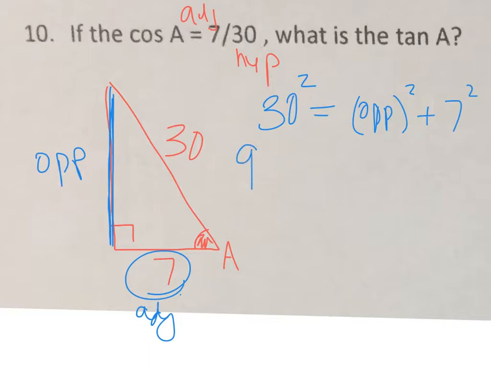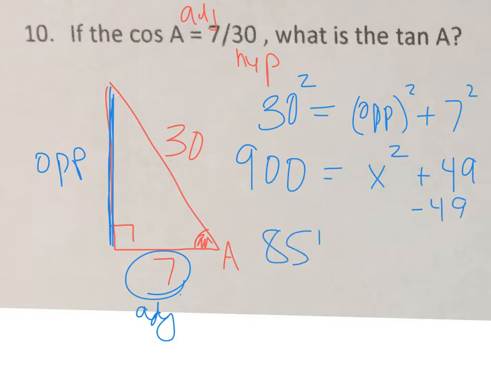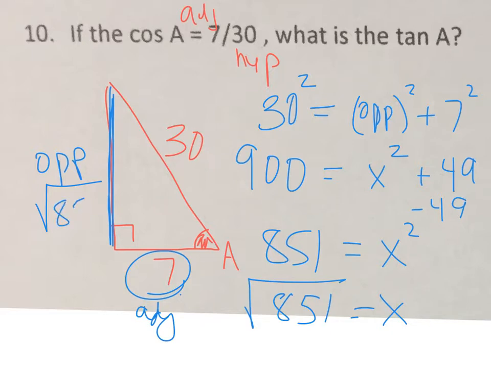So 30 squared is, of course, 900. We'll just call this x for now. Plus 49. So we'll subtract 49 from both sides, and this becomes 851. Which means that side is exactly the square root of 851. Which, of course, your calculator can tell you as a decimal, but we don't really care about that right now. We just need to know that that is 851.